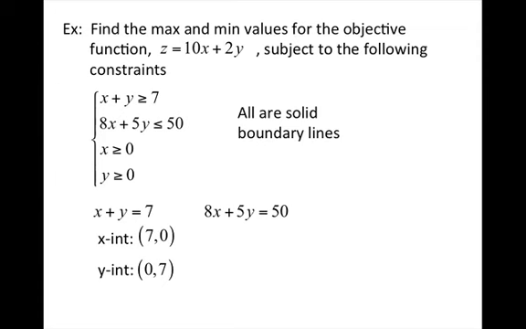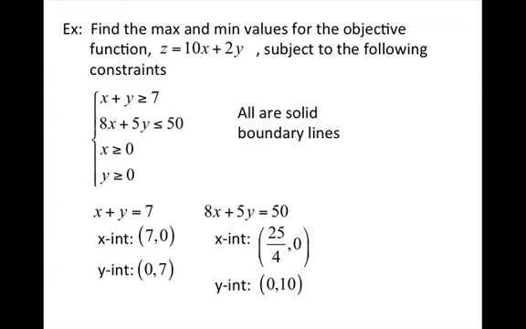Then I have 8x plus 5y equals 50 as my second boundary line. For the x-intercept, let y be 0, so you get 8x equals 50. If I divide each side by 8, I get 50 over 8. Don't make that a decimal, just leave it a reduced fraction, so you get the intercept is (25/4, 0). Then for the y-intercept, let x equal 0. If x is 0, we get 5y equals 50. And if I divide each side by 5, I get y equals 10. So my y-intercept is the point (0, 10).